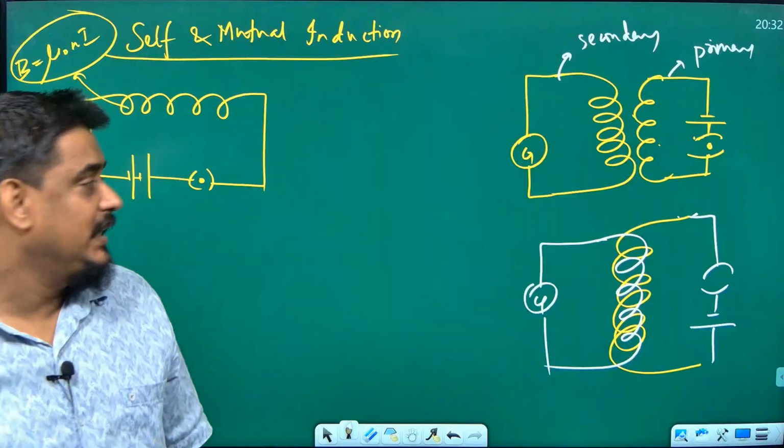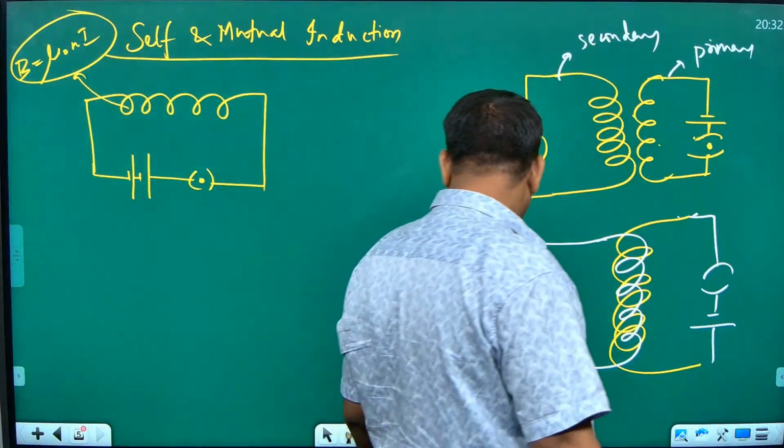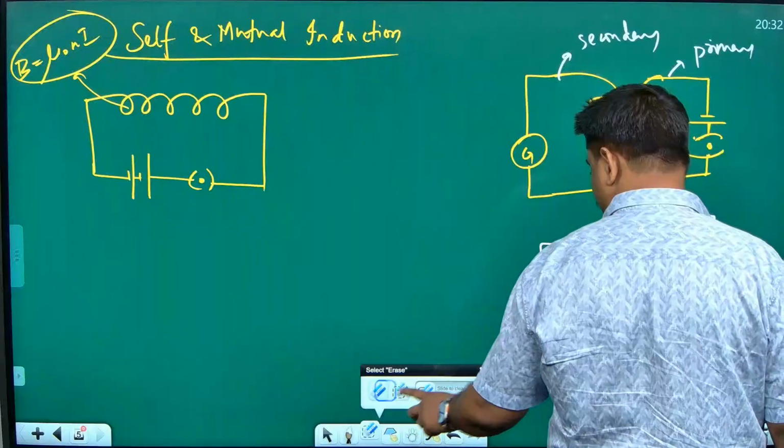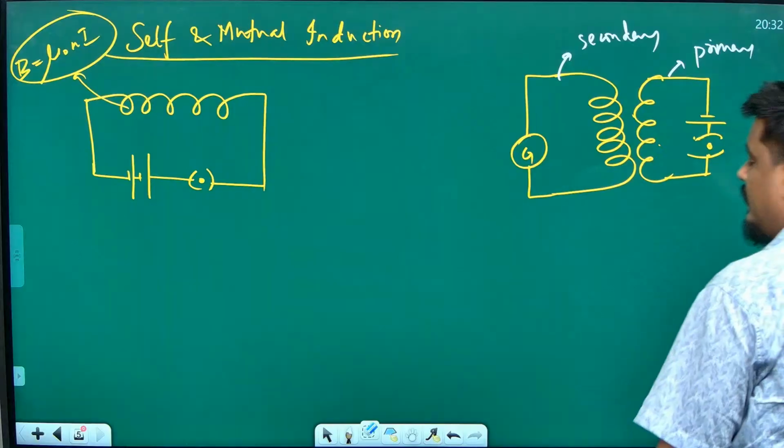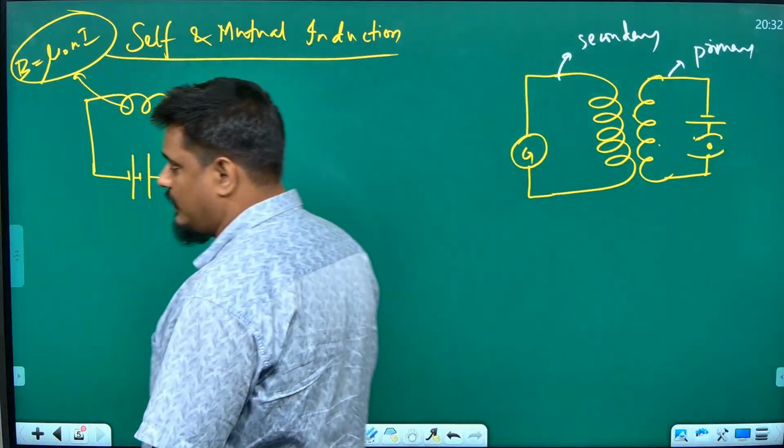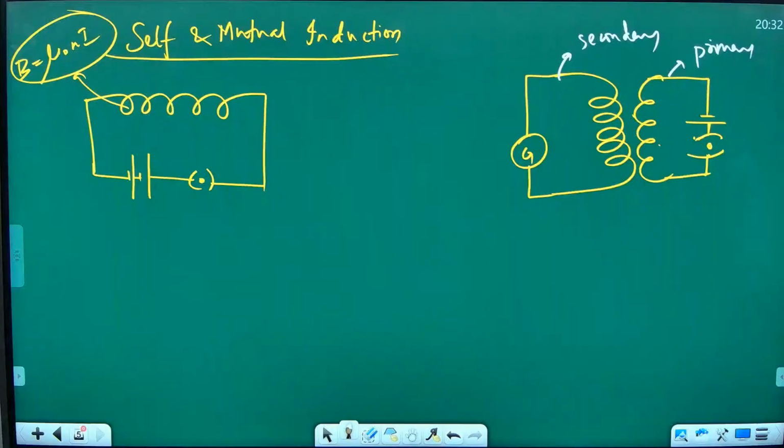Write that. Leave some space and write. Mutual induction is when there is an induced EMF in the secondary coil due to the change of magnetic flux in the primary coil.